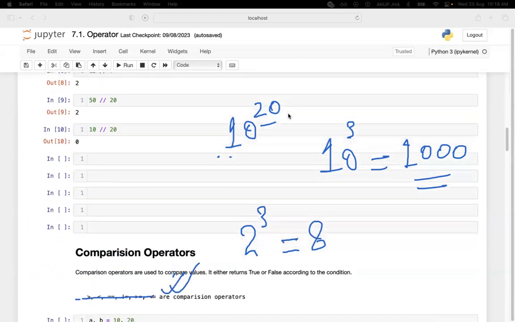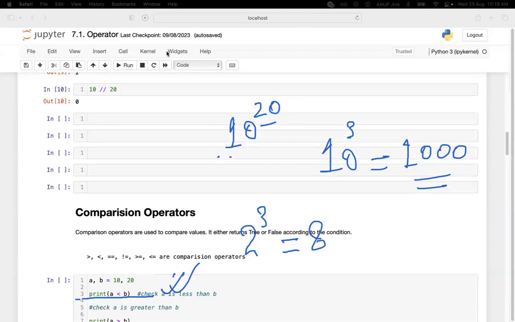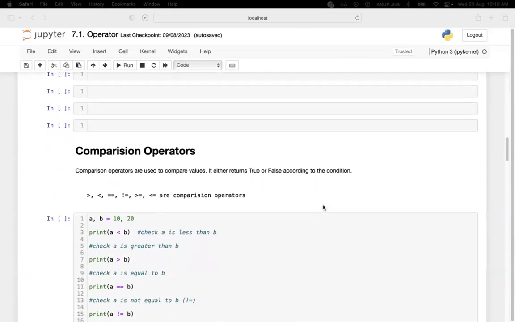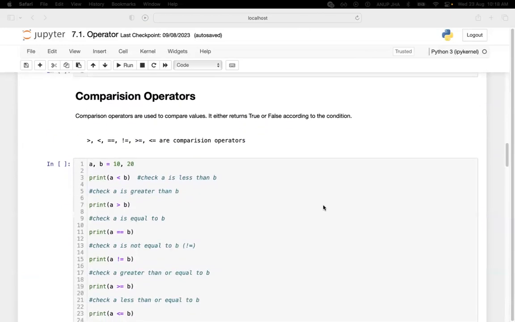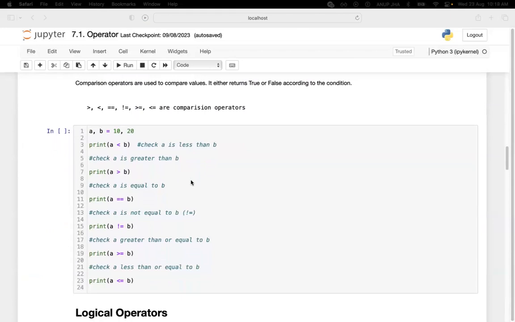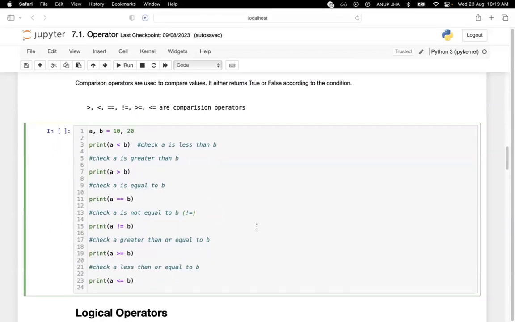Now let's move to another operator. This is called the comparison operator. The comparison operator is used to compare the values of two variables. When we are going to compare the values of two variables, in that case we use the comparison operator. And how does this operator work? Let's first print its output.